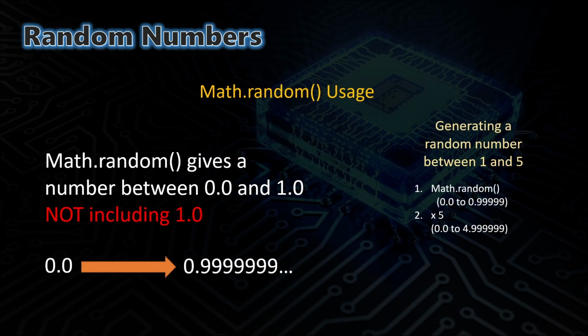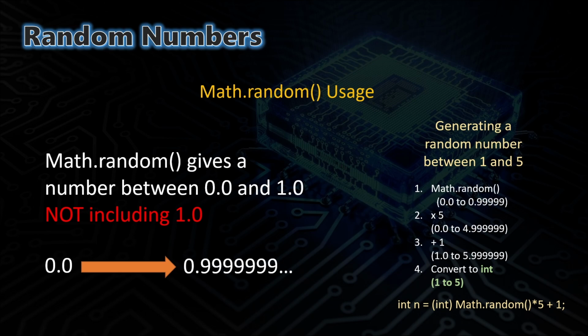Now that we've got that, what we really want is the first part, because we can convert it back to an int, right? If we want a number between 1 and 5, we're going to be dropping this decimal part off. But right now we've got 0 to 4 as the leading numbers. We need to increase that to 1 to 5. So we add 1, and we've got 1.0 to 5.999, and now we can convert it to an int, and that would give us a number from 1 to 5.